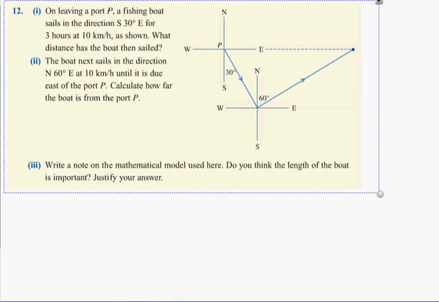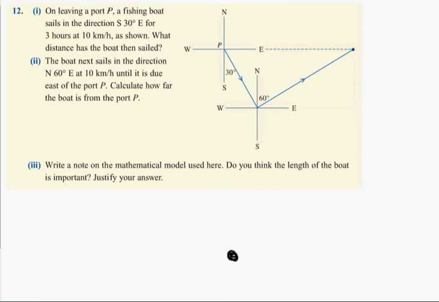Okay, same sort of question, except there's two different places. On leaving port P, the fishing boat sails in direction south 30 degrees east. So it's currently here, and it's going down this direction, and it travels for 3 hours at 10 kilometers an hour. 3 hours at 10 kilometers an hour is what? 30 kilometers. So it travels 30 kilometers in that direction.